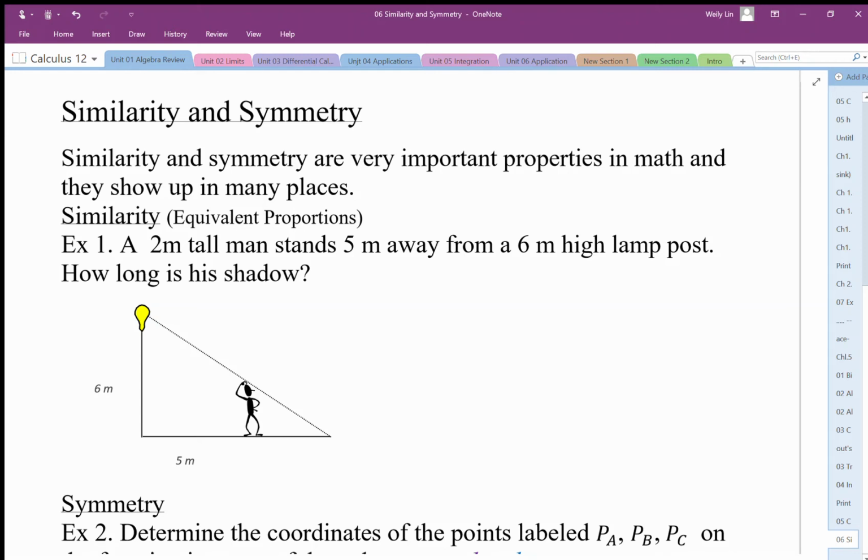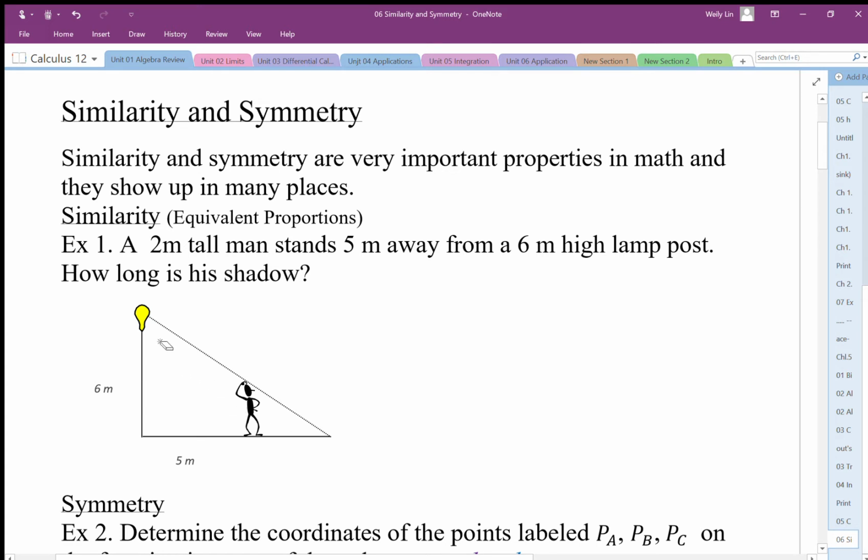So similarity and symmetry are very important properties, and they show up in a lot of places in mathematics. So we want to make sure that we are able to recognize it and also apply the appropriate math to it. When we see similarity, we are often talking about equivalent proportions. Similarity is often seen in similar triangles.